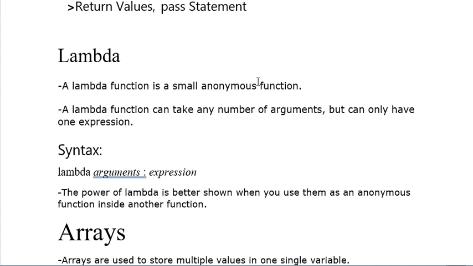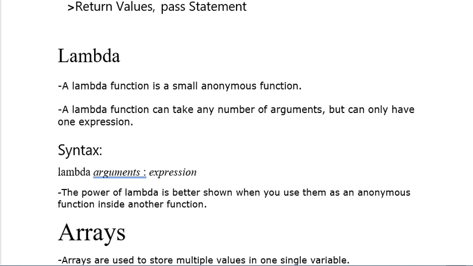It is known as an anonymous function. The lambda functions are known as anonymous functions. What are anonymous functions? The functions without the name. Remember, a lambda function can take any number of arguments but can only have one expression.